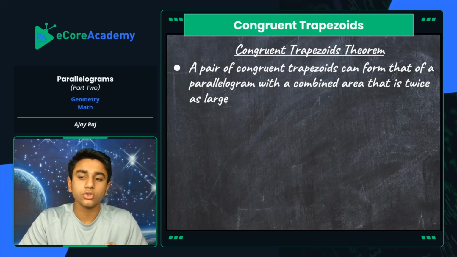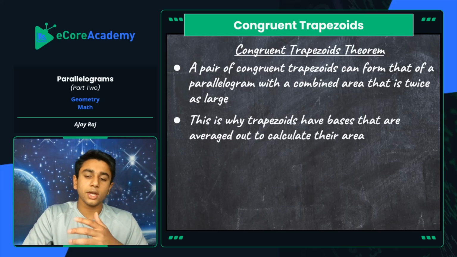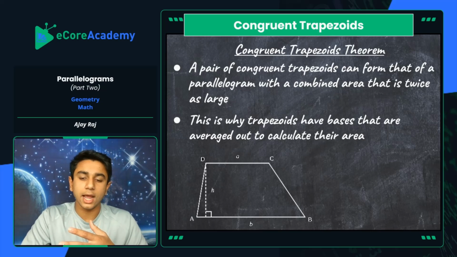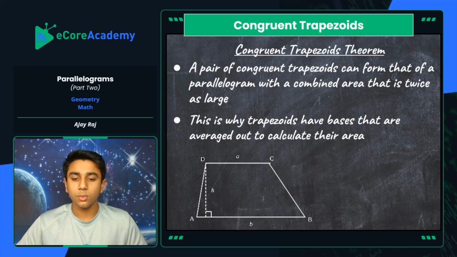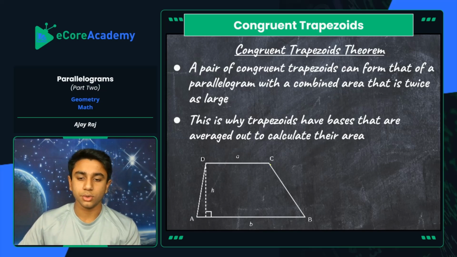So a pair of congruent trapezoids can form that of a parallelogram with a combined area that is twice as large. So this is why trapezoids have bases that are averaged out to calculate their area. So what we can do is, as you can see here, this can be considered as your regular trapezoid here, as a trapezoid.